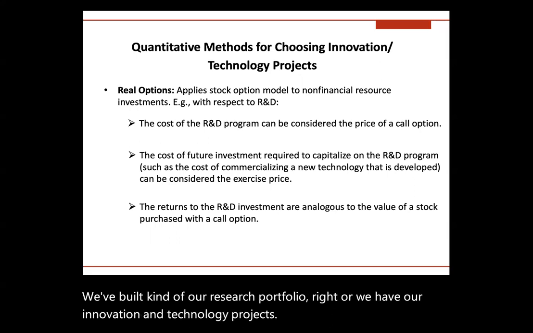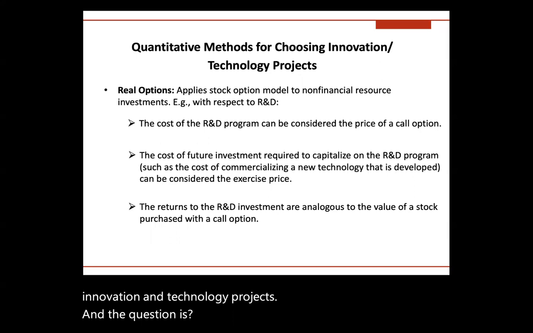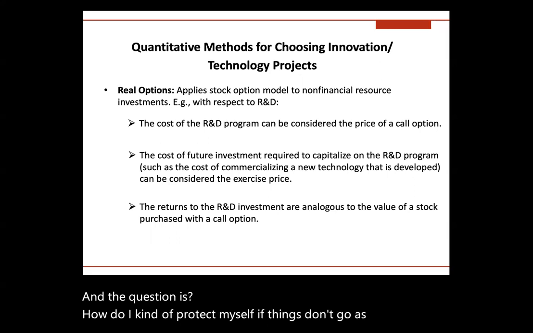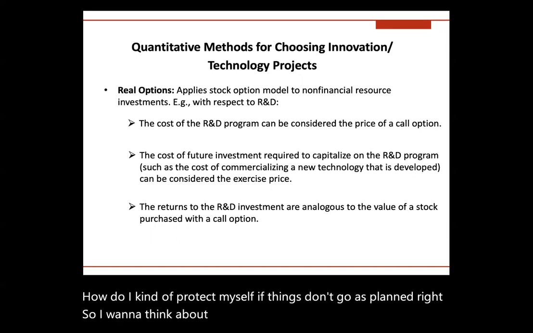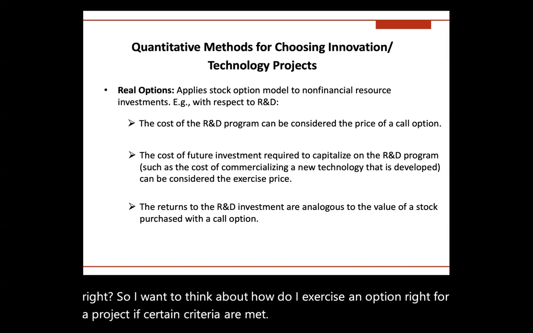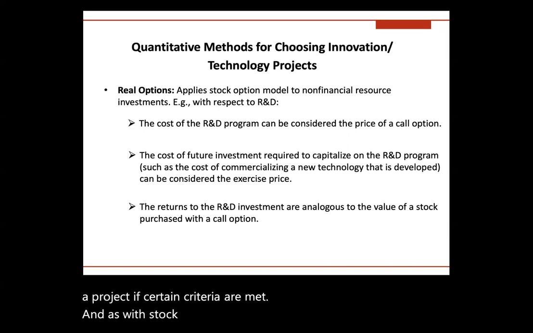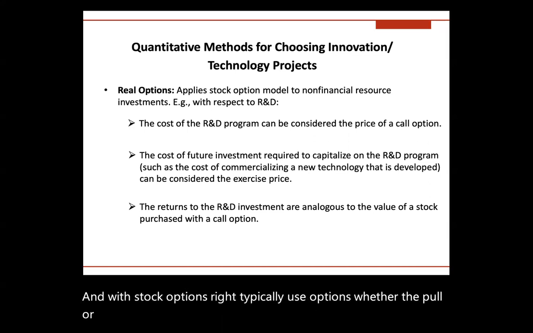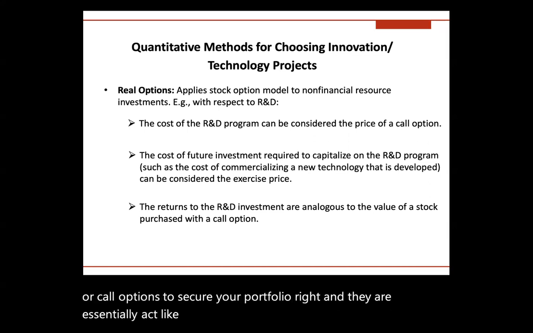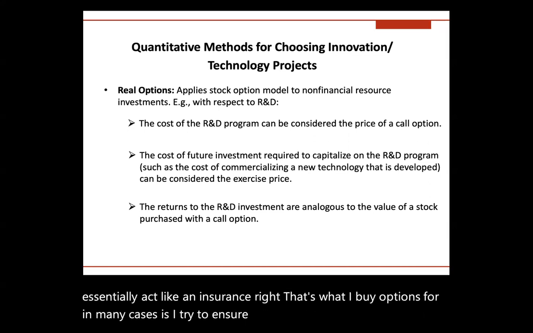And the question is, how do I protect myself if things don't go as planned? So I want to think about how I exercise an option for a project if certain criteria are met. And as with stock options, whether they're put or call options, you typically use options to secure your portfolio. They essentially act like an insurance. That's what I buy options for. In many cases, I try to insure my portfolio.